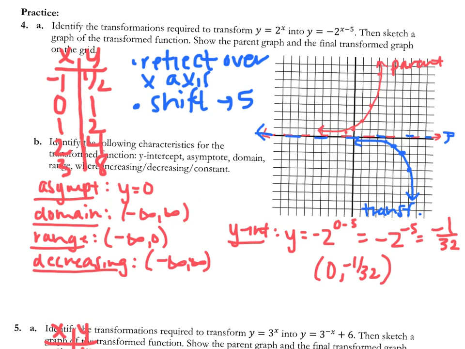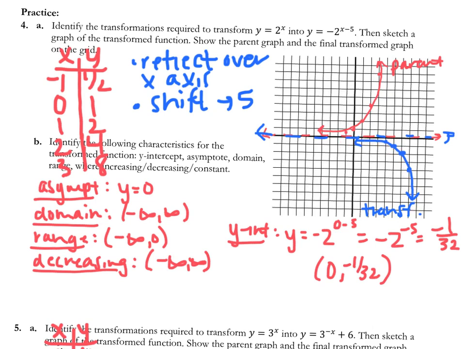The range is going to be different depending on what transformations you have. So this one, because it got flipped over the x-axis, the range is no longer 0 to infinity. The range is actually from negative infinity up to 0. And then, again, because you reflected this one, instead of increasing, the transformed graph is actually decreasing, because as you work from left to right, the y values are going downward.